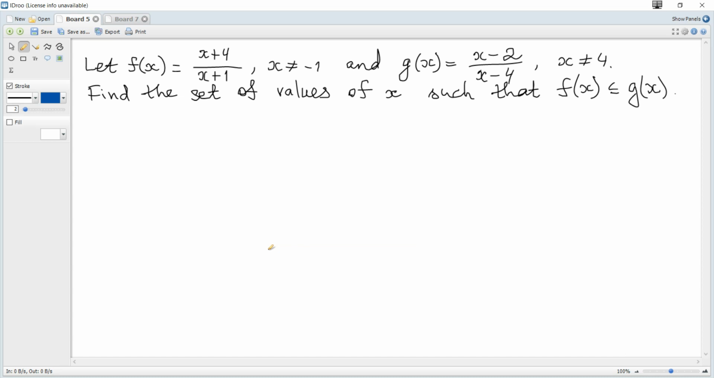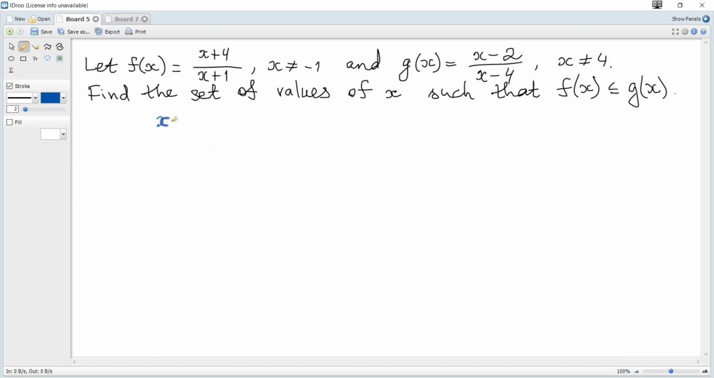It is given two functions, f and g. We need the set of values of x such that f is less or equal than g. If a similar problem is with a calculator, you can easily solve it by plotting a graph or graphs. But let's consider how to solve it without a calculator.